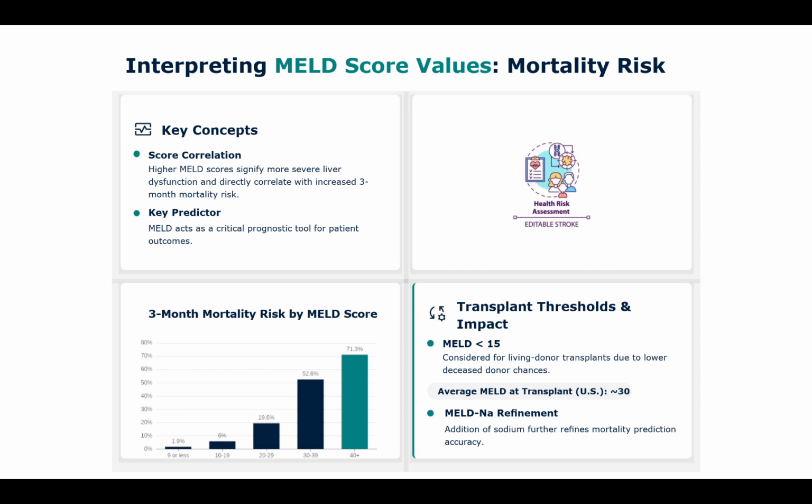The US average at transplant is about 30. MELD-Na refines this by factoring in sodium, catching hyponatremia risk that amplifies mortality. It has high predictive stats, like 72% sensitivity and 93% positive predictive value, making it invaluable, but always interpret it alongside clinical context for holistic care.